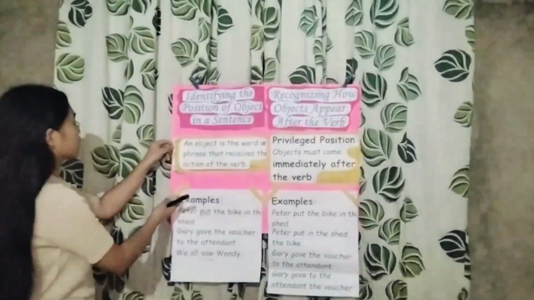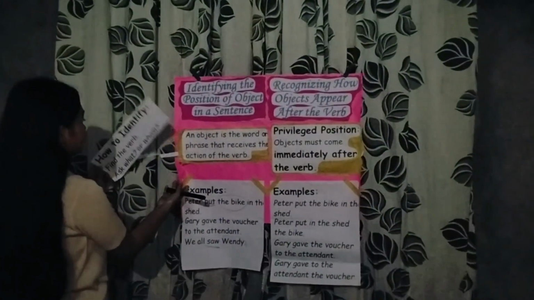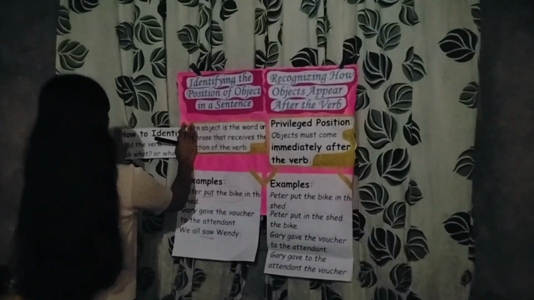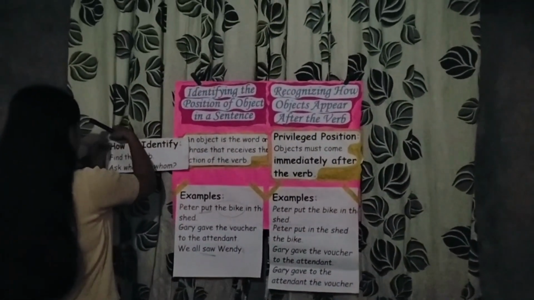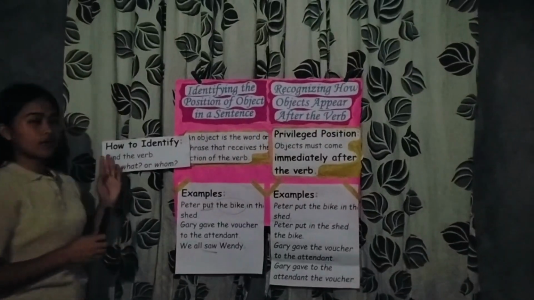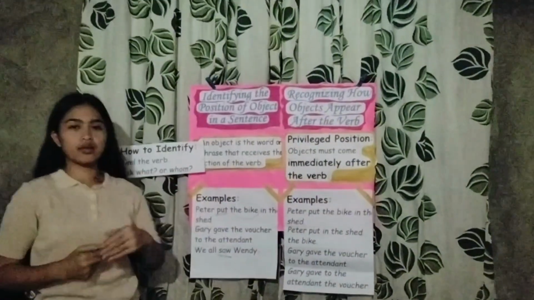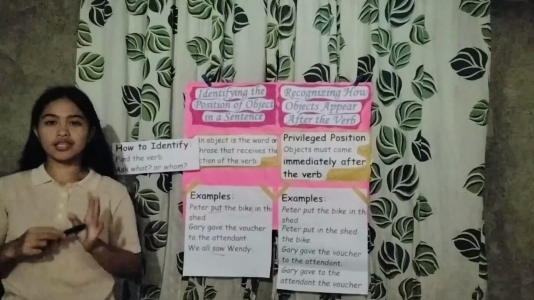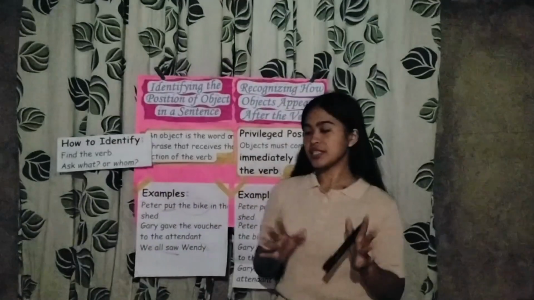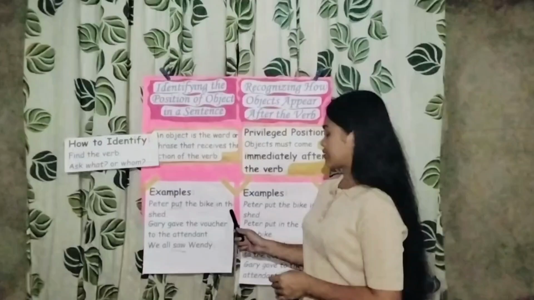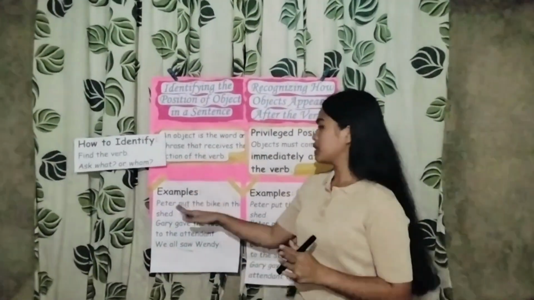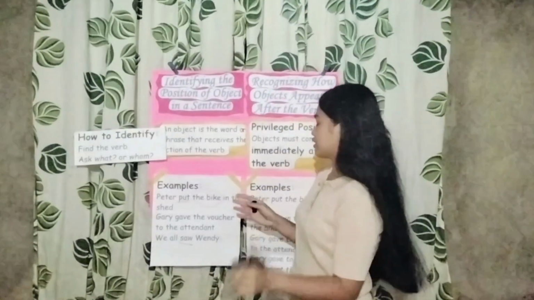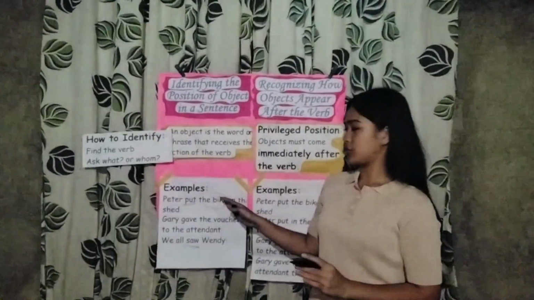To identify the object in a sentence, we must find the verb and ask what or whom after the verb, and there we will find the object in a sentence. For example, Peter put the bike in the shed. The word put there is the verb, and if we ask Peter put what, the answer would be the bike, and the bike is the object in the sentence.